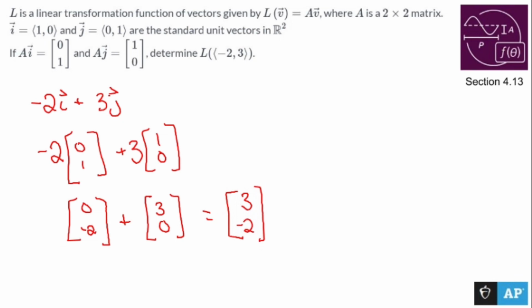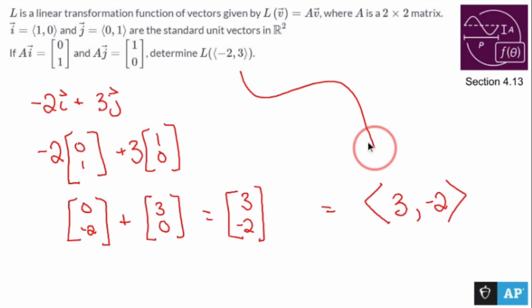Now, what this means is we now have a vector in component form that looks like 3, negative 2. So it's a very bizarre problem, but that turns into that.